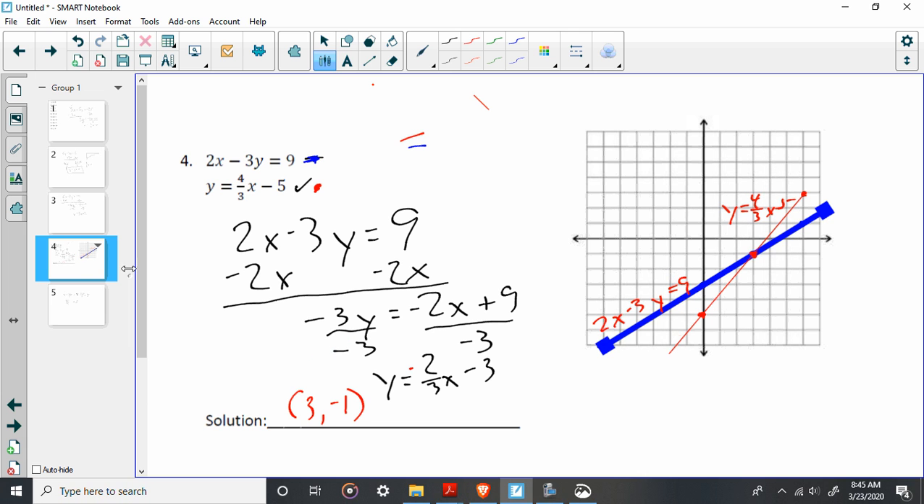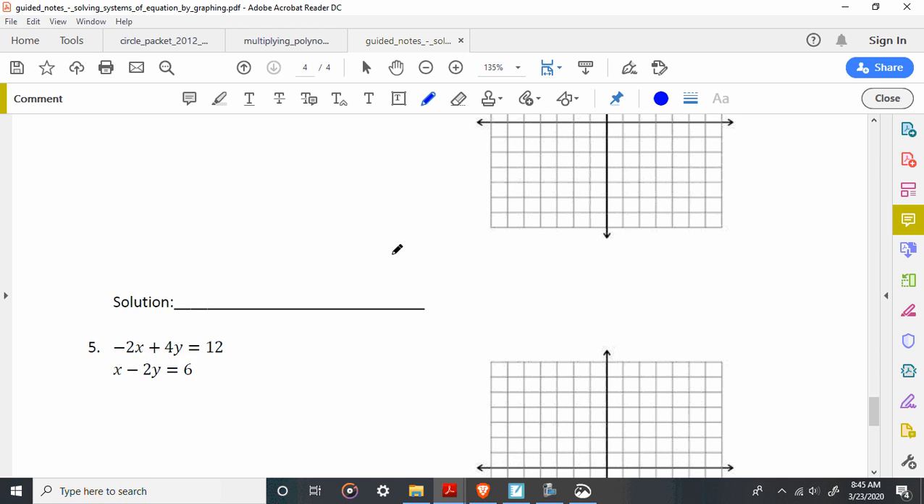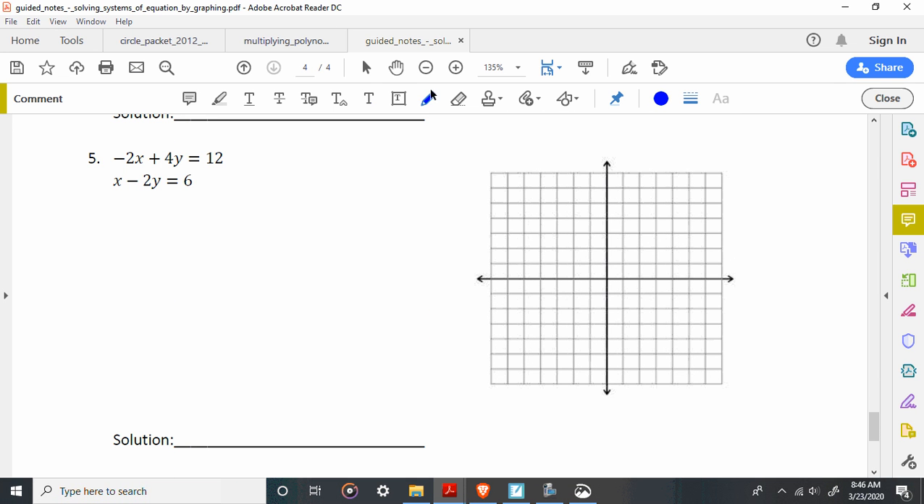So I will do one more, and then I'll kind of leave you guys to it. So I guess I'm going to use a snipping tool every time I want to do this, which is super annoying. So number 5, snipping tool.